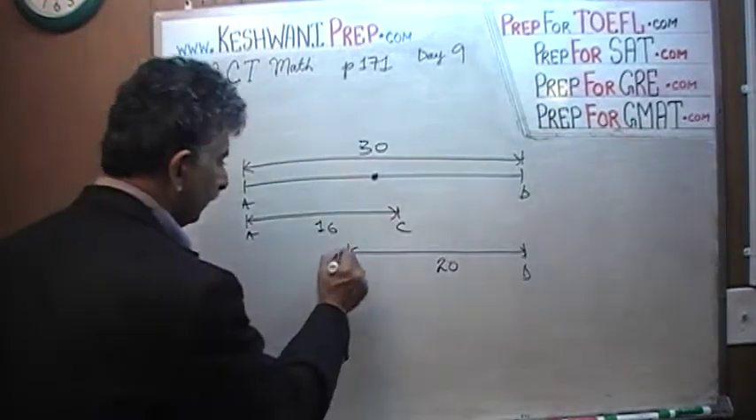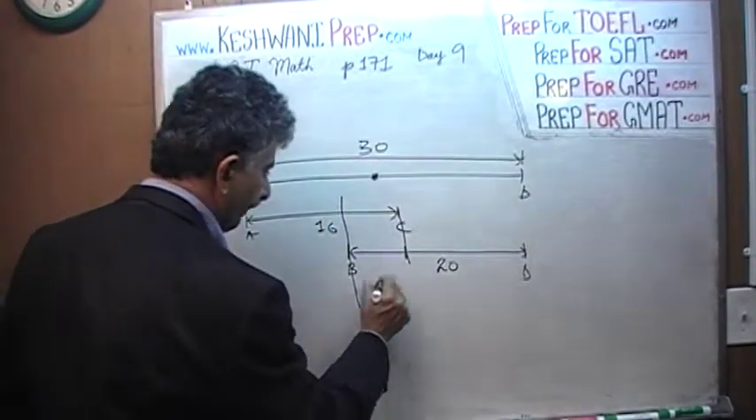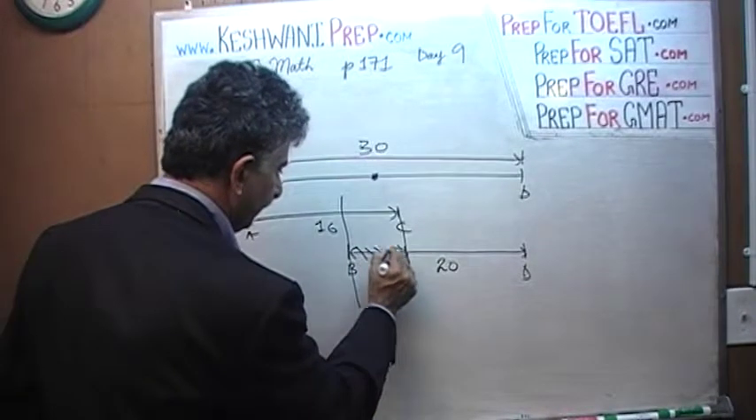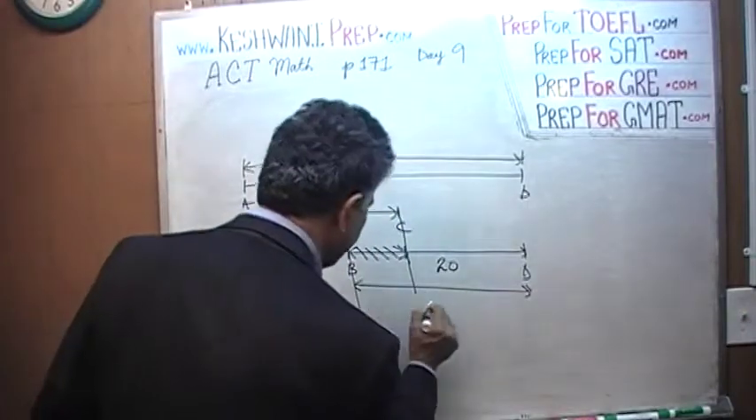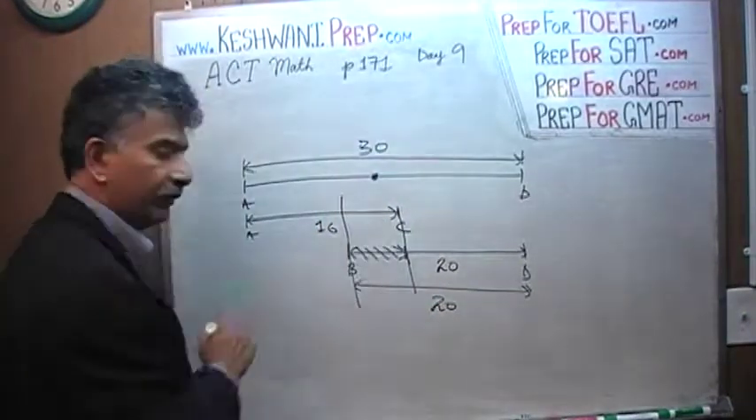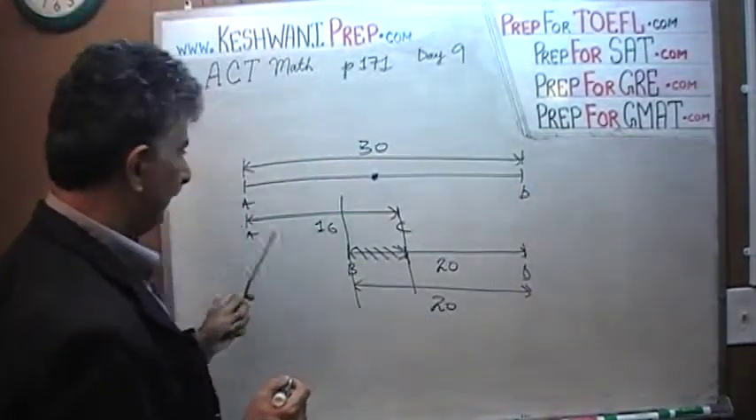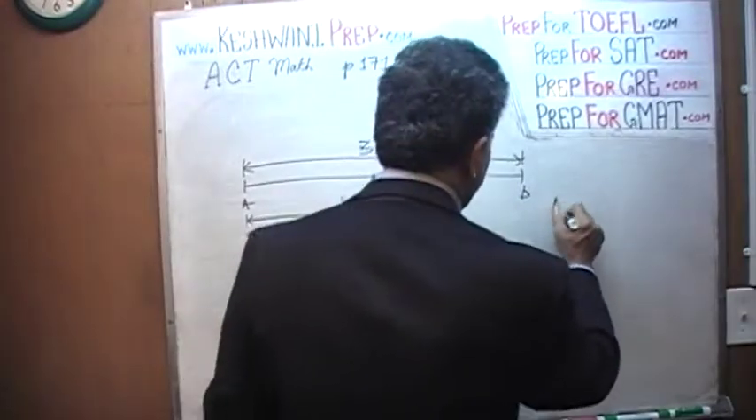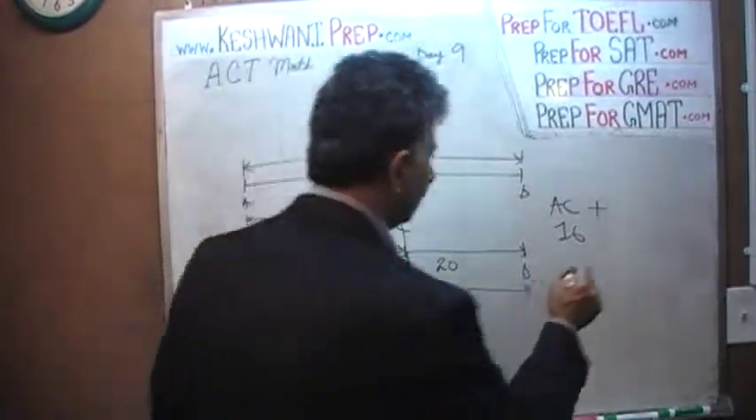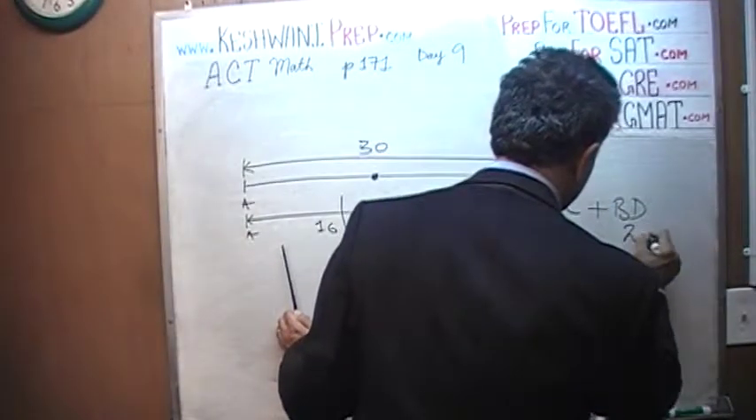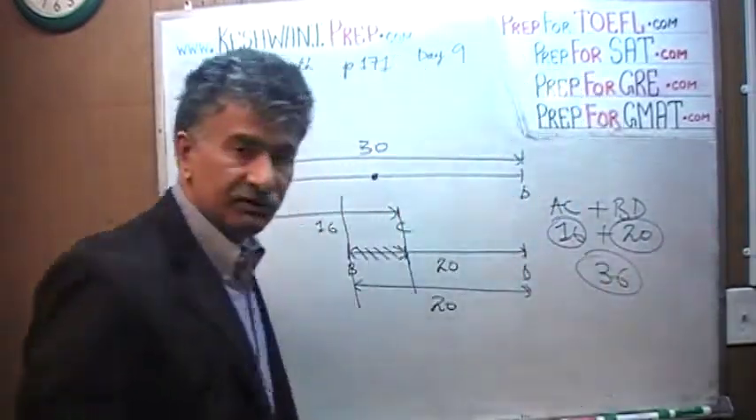Well, B to C is from here to here, right here. This is the portion that is B to C. But this all the way from here to here is 20, and from here to here is 16. Okay, listen carefully. A to C, we are told is 16, plus B to D is 20, we are told, but 16 plus 20 is 36.